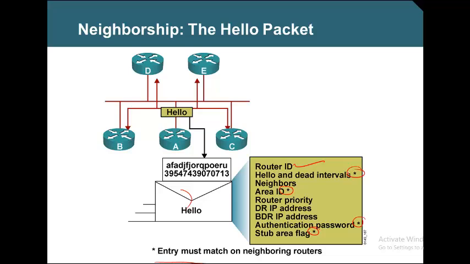The neighbor's IP address will be there. Neighbor's router ID. Okay. Next is area ID. Area ID must match to form neighbor. Right from the beginning, I'm telling this.